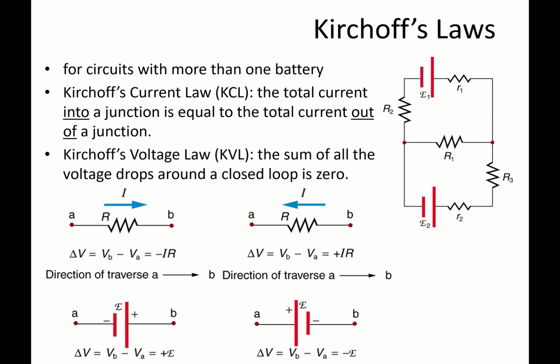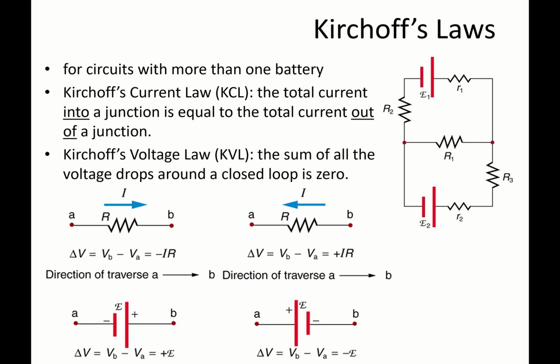So Kirchhoff's current law says that the total current into any junction is equal to the total current out of the junction. And Kirchhoff's voltage law says that if you go around a closed loop in the circuit, any closed loop in the circuit, if you add up all the voltage drops, you're going to get zero. So what that means is that some of the voltage drops have to be positive and some of them have to be negative in order for multiple voltage drops to add up to zero. So how are we going to decide which is positive and which is negative?